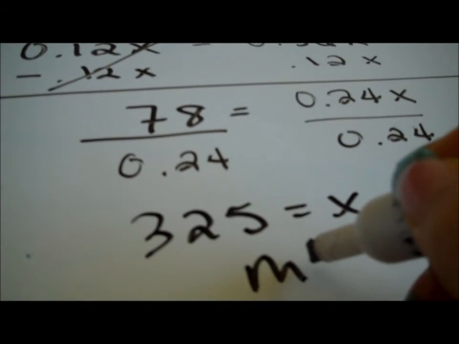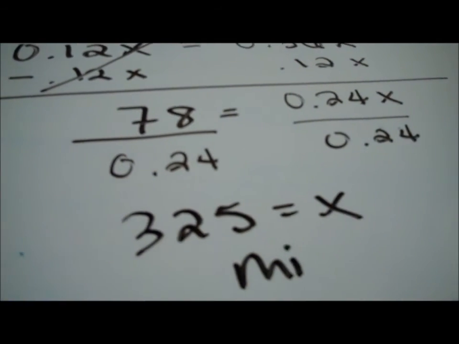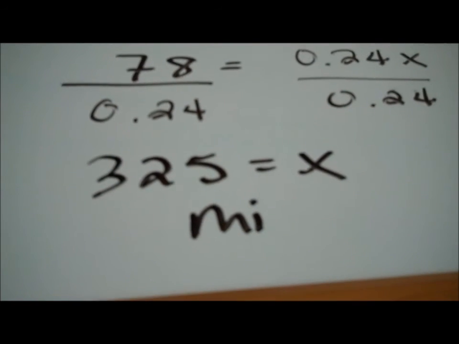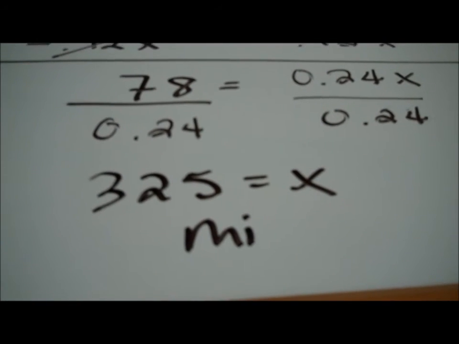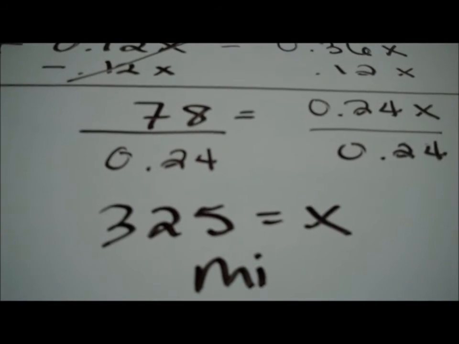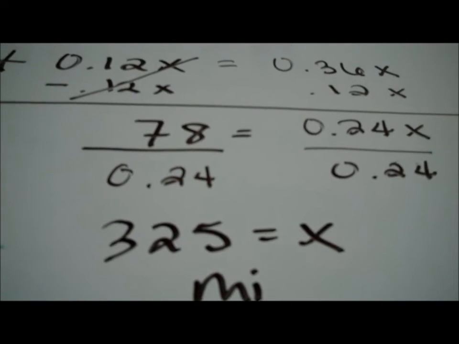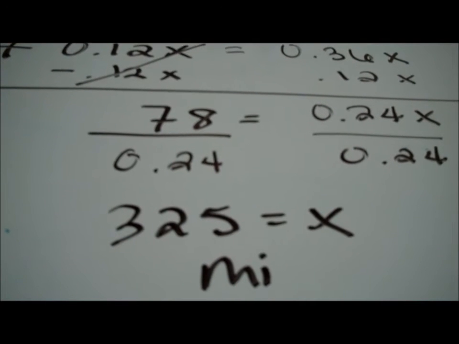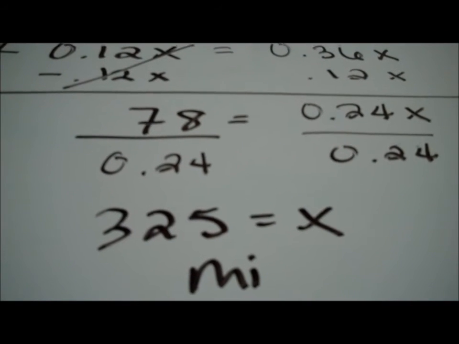Make sure that you label that MI, not M, because M is for meters. So that means that we'd have to drive 325 miles using Company A and Company B to be charged the same amount. If that mileage were different, again, the cost would not be the same.